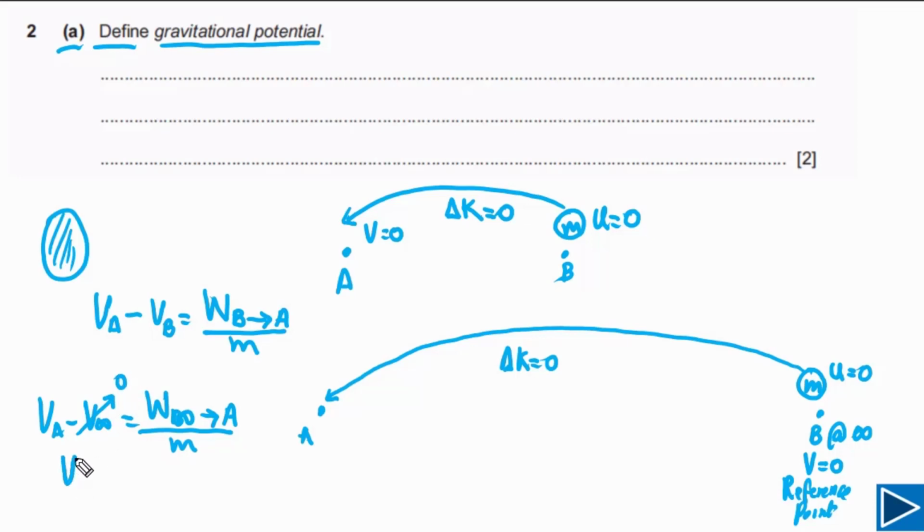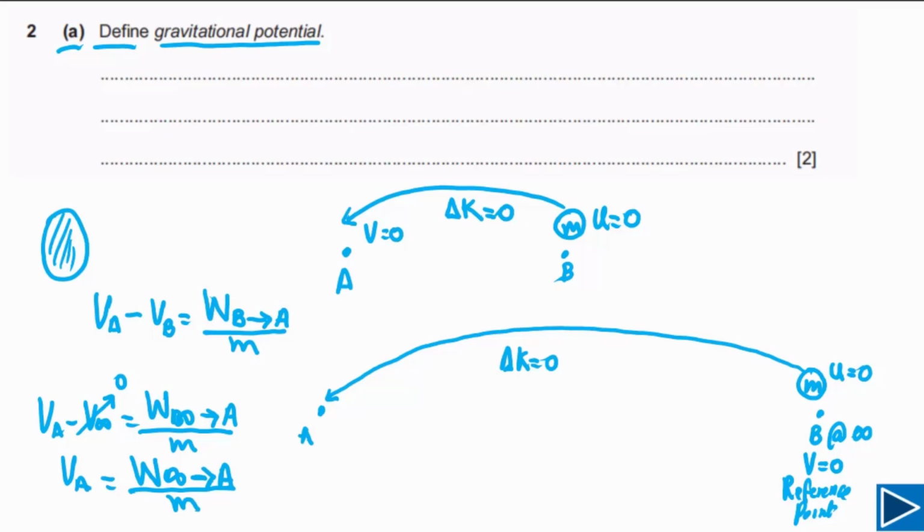So simply we can say in this case VA is equal to the amount of work done to bring this mass, or we can say the amount of work done per unit mass from infinity to A. This is equal to the potential at point A. This is how we can define gravitational potential.